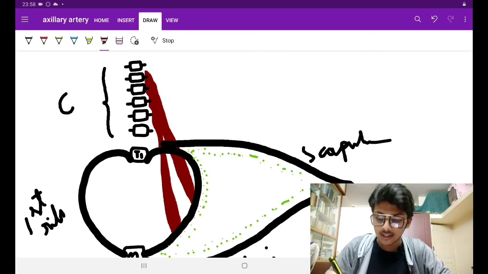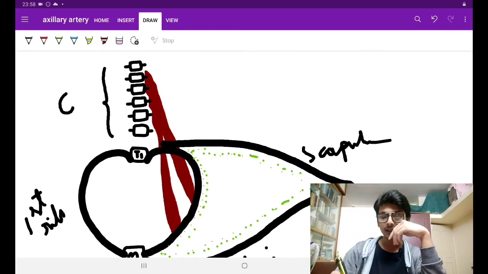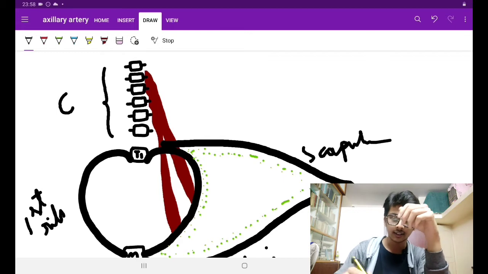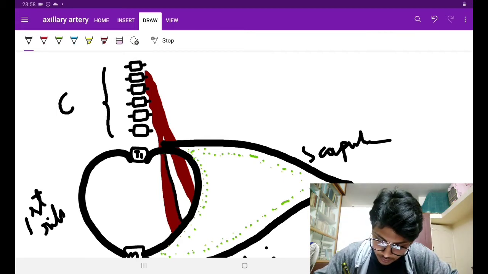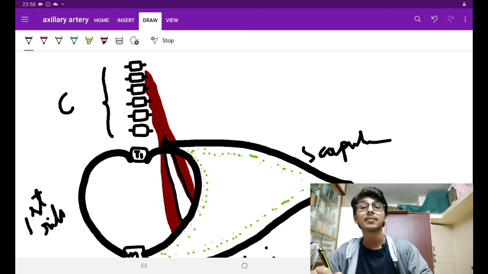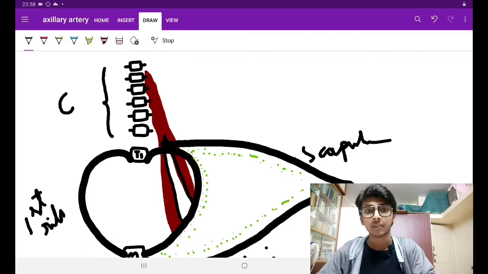Okay, see guys, can you appreciate that between the scalenus anterior and the scalenus medius muscles there's something forming here? You can see there's a gap between them now. That is where the structures mainly come from.